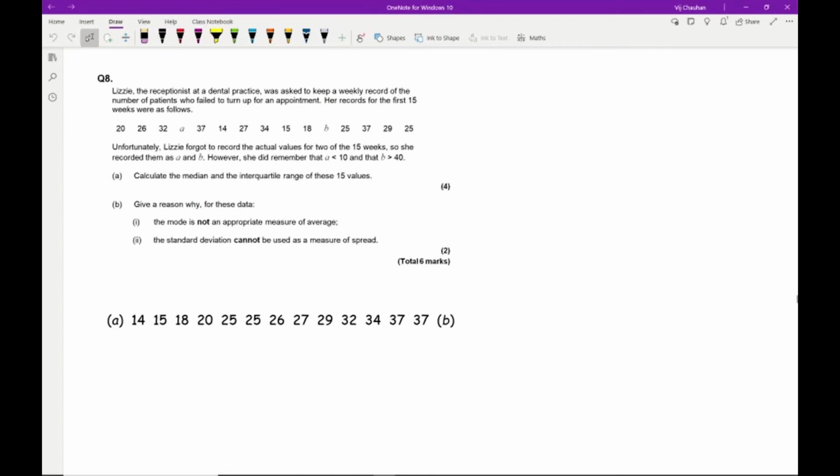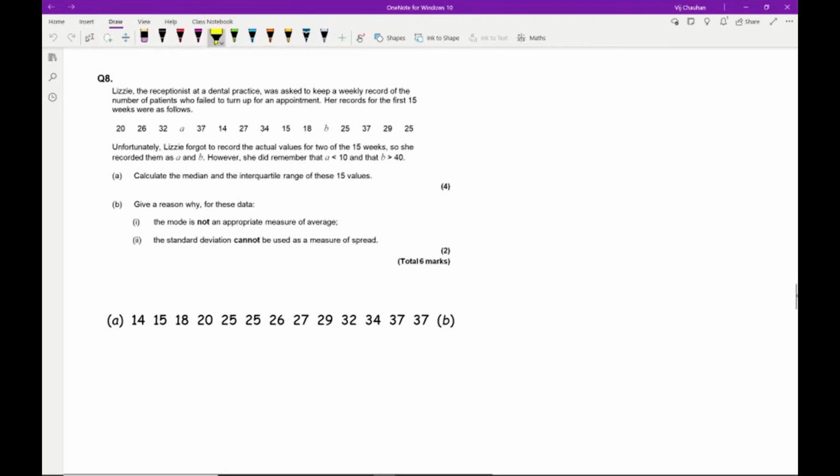Unfortunately Lizzie forgot to record the actual values of 2 of the 15 weeks. She records them as A and B, and the only thing she does remember is that A was less than 10 and B was greater than 40. Question A says calculate the median and the interquartile range of the 15 values. Now the first thing you want to do is order the numbers, which can take a bit of time and also a bit of patience.